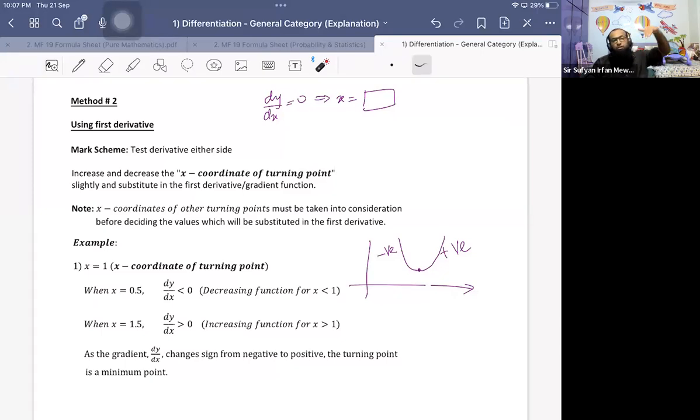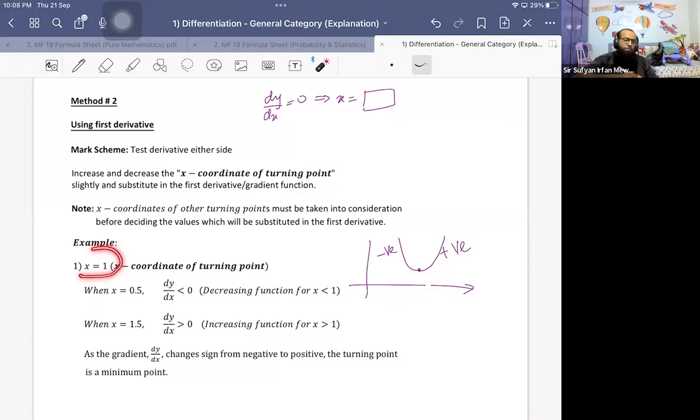So if the gradient changes sign from negative to positive, this means before the turning point it was a decreasing function, and after the turning point it is an increasing function. So a decreasing function and then an increasing function means the turning point is a minimum. So this is what is written.